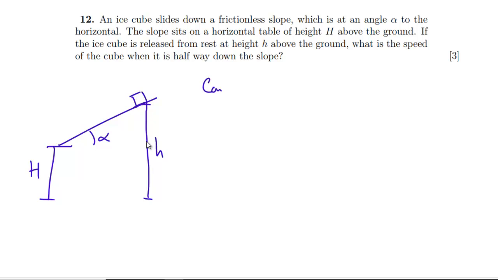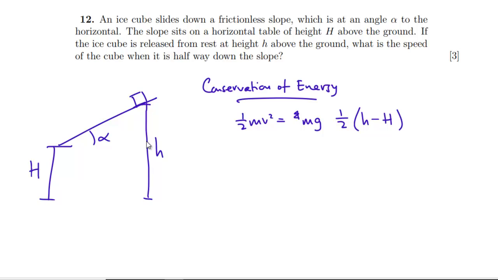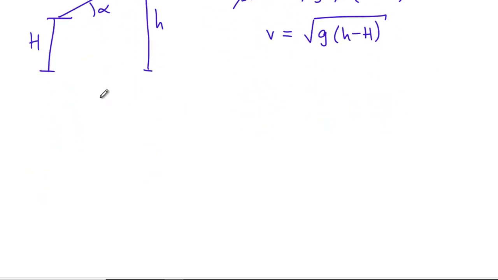So we want to do conservation of energy because we're getting our GPE going to kinetic energy. So our half mv squared is going to be mg, what's our h? We're halfway down the slope, so it's going to be a half of little h minus big H. So get rid of the halves and the m's and square root. So v is the square root of g times little h minus big H. So another really quick one.